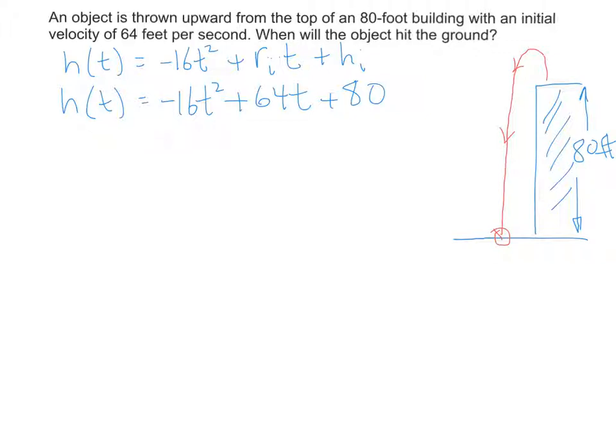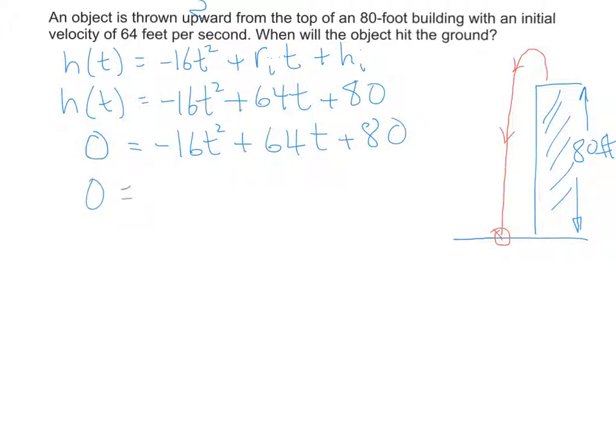What they're asking here is, when will the object hit the ground? So this is all assuming this height at any given time is relative to the ground, because we're starting at 80 feet up. So what we're really asking is, when is h of t 0? So what we're trying to do is solve for when h of t is 0, which means we plug in 0 for h of t, and we look to find what value of t makes this true. So in other words, we need to solve a quadratic.